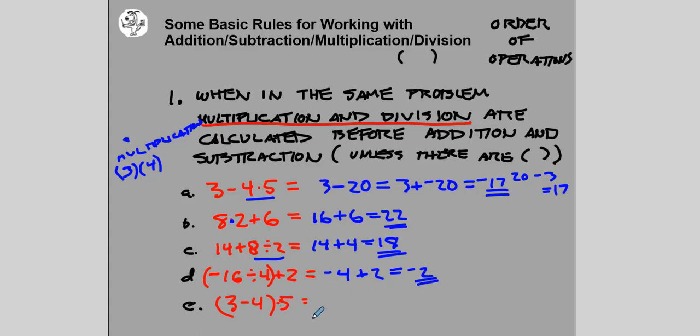And finally, in this problem, I have multiplication right here, I have subtraction here, but because I have parentheses, that actually takes priority now. Unlike in this problem, where the multiplication took priority, here, since I put parentheses, 3 minus 4 takes priority, and that's going to be -1, because that's the same as 3 plus -4. 4 minus 3 is 1, you have more negatives. So that's -1 times 5, which is -5.